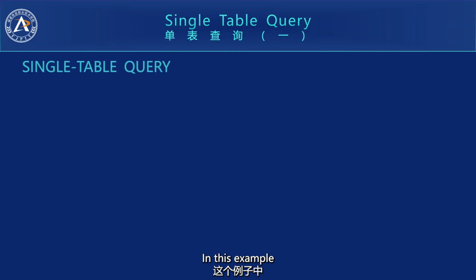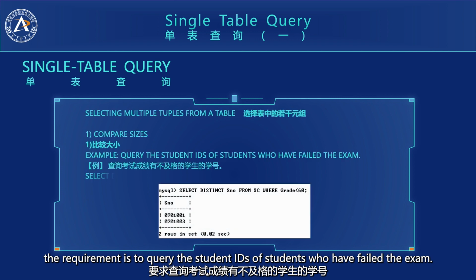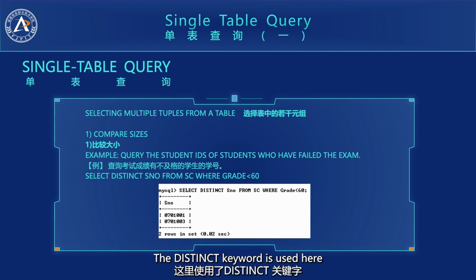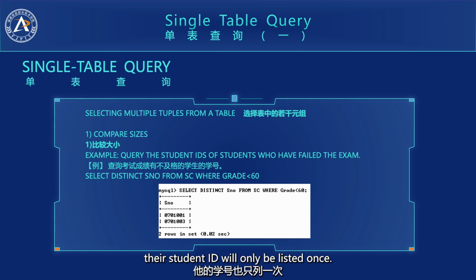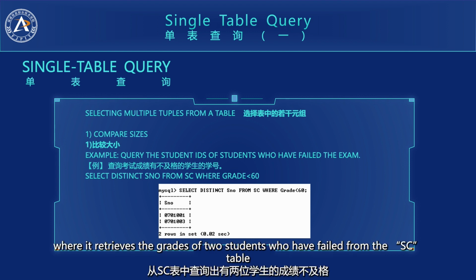In this example, the requirement is to query the student IDs of students who have failed the exam. A grade less than 60 is considered a failing grade, and it is represented by grade < 60. The distinct keyword is used here so that if a student has failed multiple courses, their student ID will only be listed once. The execution result of the statement is shown on the screen, where it retrieves the grades of students who have failed from the SC table.